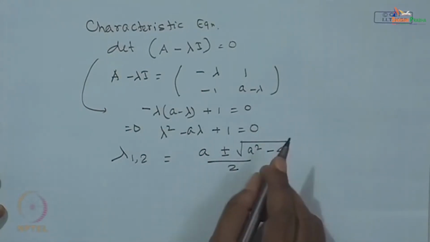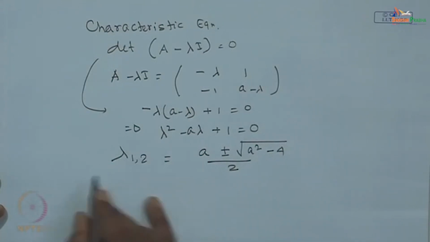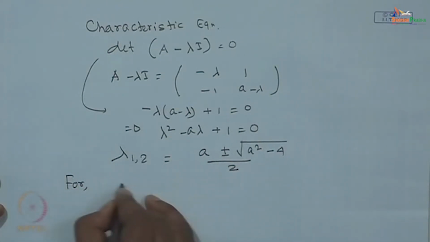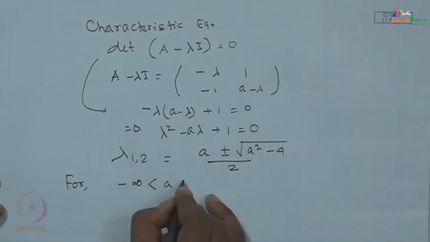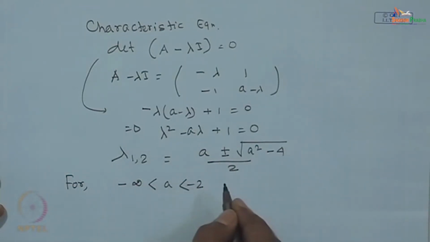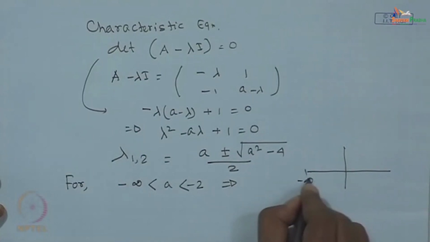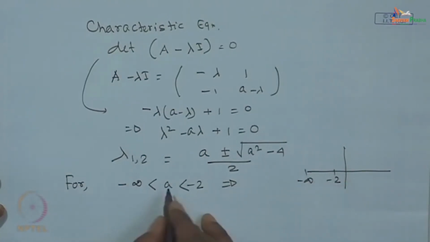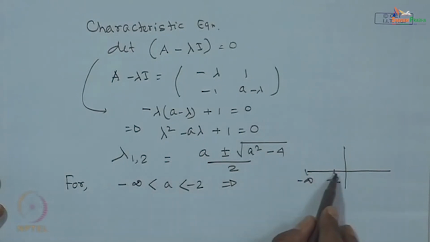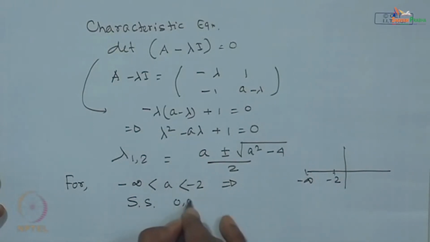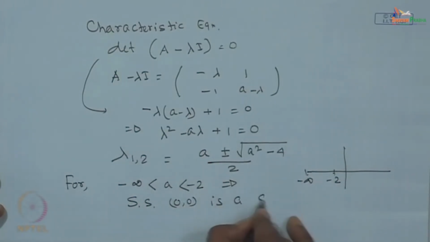Now, if you try to fix a domain of the parameter A, then for A lying between minus infinity and minus 2, that means A is in the negative domain, the steady state 0 0 is a stable node.